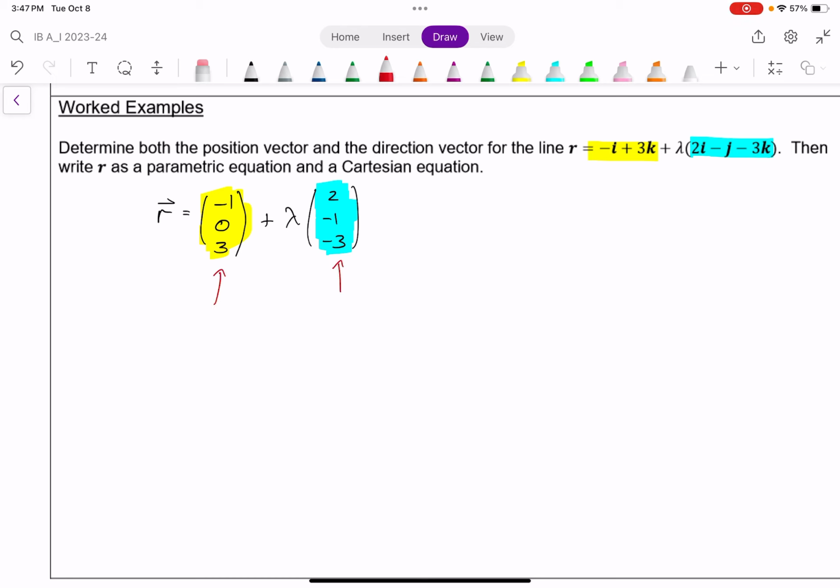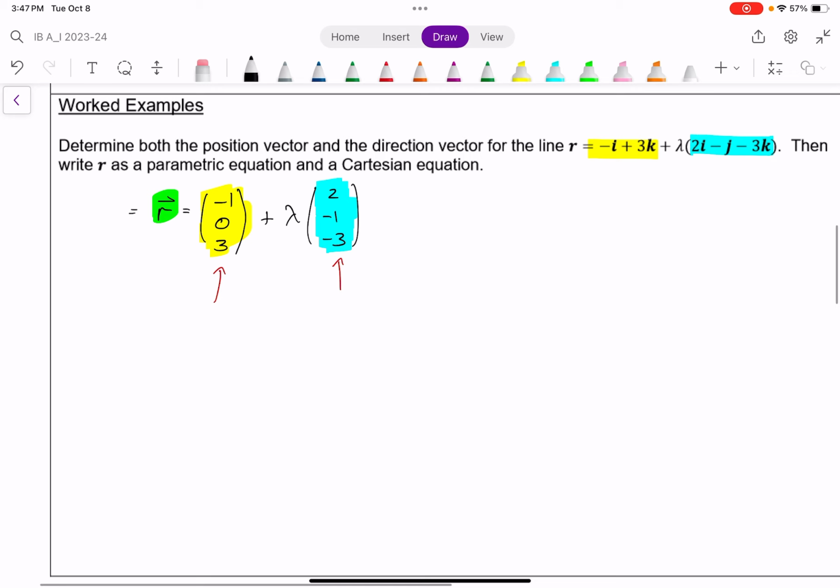That said, if this vector r is the line, if we think of that as being coordinates x, y, and z, then we can say that x equals -1 plus lambda times 2. So to clean that up a little bit.